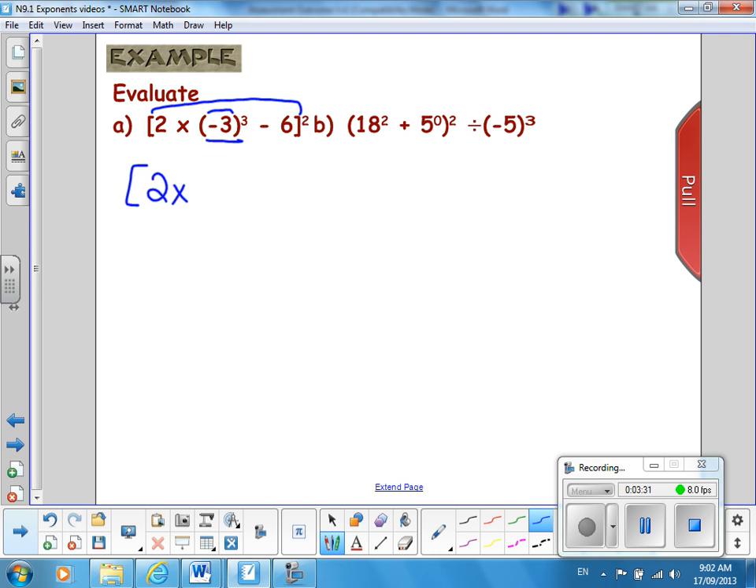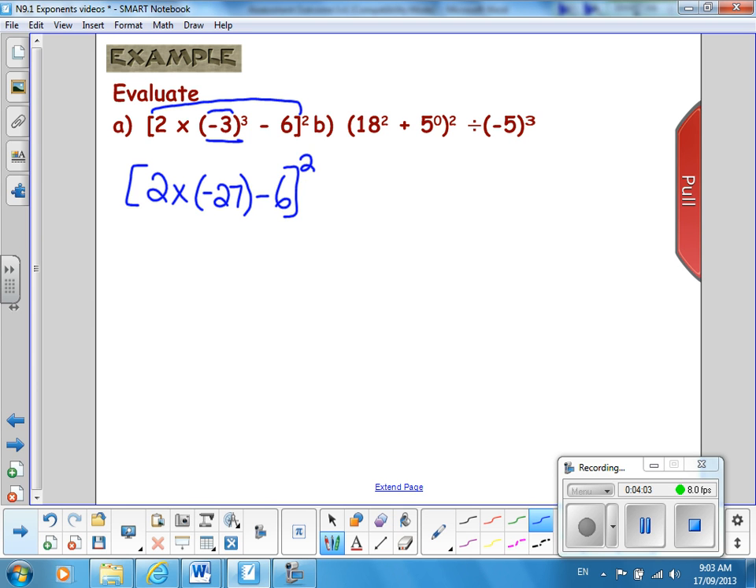Negative 3 is inside of the bracket. The exponent 3 is outside of the bracket. So that tells us that the negative is a part of the base. Therefore, it's negative 3 times negative 3 times negative 3, which will give us negative 27. And I'm going to leave it inside a bracket so that we know that the negative is not a subtract sign. It is a negative 27. Minus 6, all to the exponent 2.